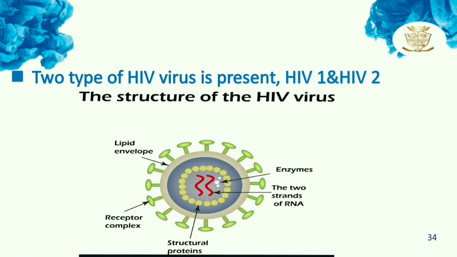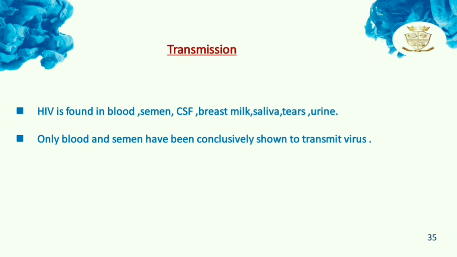The structure: it has a lipid envelope on the outermost layer, receptor complexes are present on the outermost surface, and structural proteins, enzymes, and single-stranded RNA are present inside the virus. In transmission, only blood and semen have been conclusively shown to transmit the virus. HIV is also found in CSF, breast milk, saliva, tears, and urine.